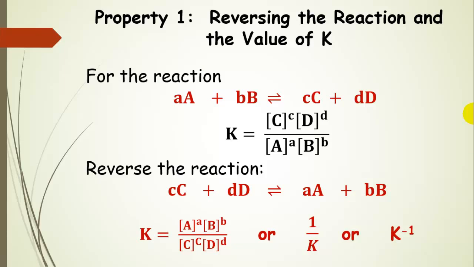So looking at our generalized reaction again, we have the equilibrium constant expression that we had on the previous slide. Now, if we reverse the reaction, so we make products reactants and reactants products, then the equilibrium constant expression is inverted. And so the value for the equilibrium constant is 1 over K, so 1 divided by the equilibrium constant value, or you can do K to the -1 power. They're equivalent.